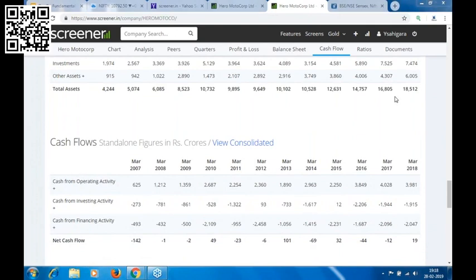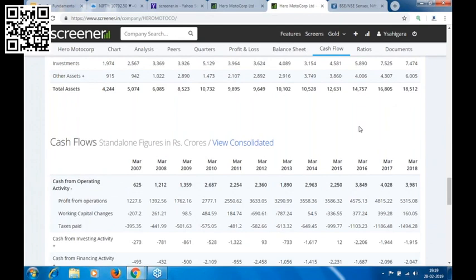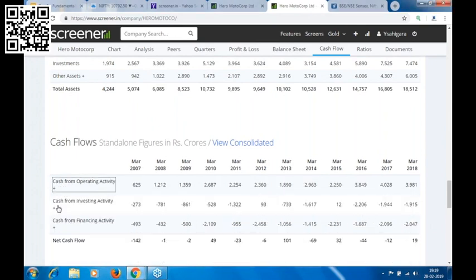If you want to do a detailed analysis, you can click over here. This will give you cash from operating activity. This will give you the bifurcation of this cash from operating activity: profits from operation, working capital changes, tax paid, then cash from investing activity.